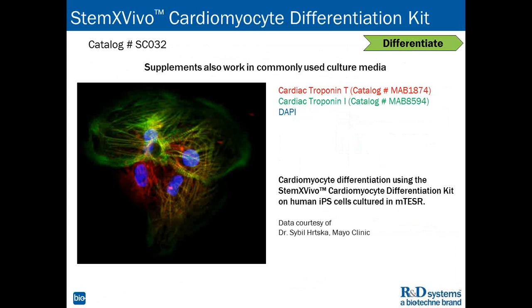Another concern with differentiation protocols is that you can see differences when you're starting with different media formulations for your initial culture. So what we've also had is other groups test out the kit, and in this example, a group at the Mayo Clinic used the kit to differentiate some of their iPS lines, and these lines were grown in a common media, mTeSR, and found that they were also able to differentiate very robustly. And you can see here in this image, these are, again, double positive stain for troponin T and troponin I.